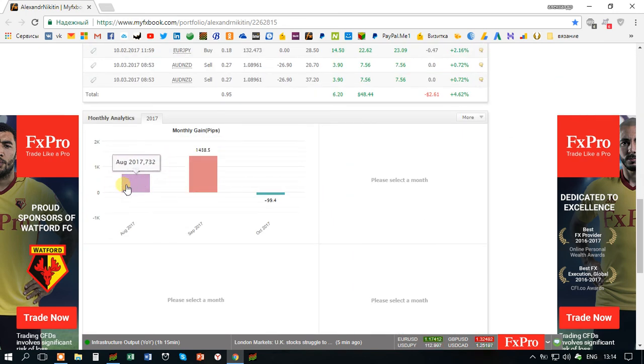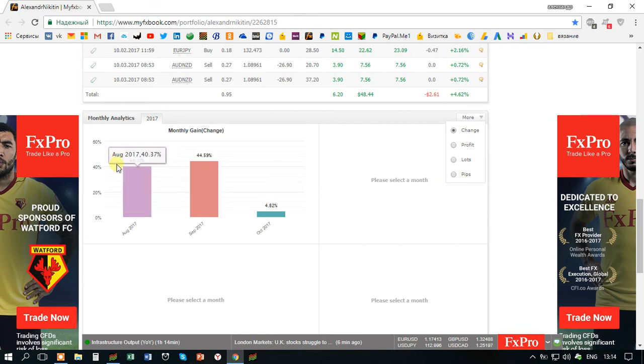Okay, so you can see the amount of pips that I've generated in August, in September, and in October. You see, positive, positive, negative. But if we switch them to change, you will see positive, positive, positive. Why is this so? Because I had one large loser in pips and a small winner in pips. But in percentages, they are reversed. The small winner in pips is a large winner in money, and the large loser in pips is a small loser in money. So sometimes percentages are better, sometimes they are worse. I treat them as equal.